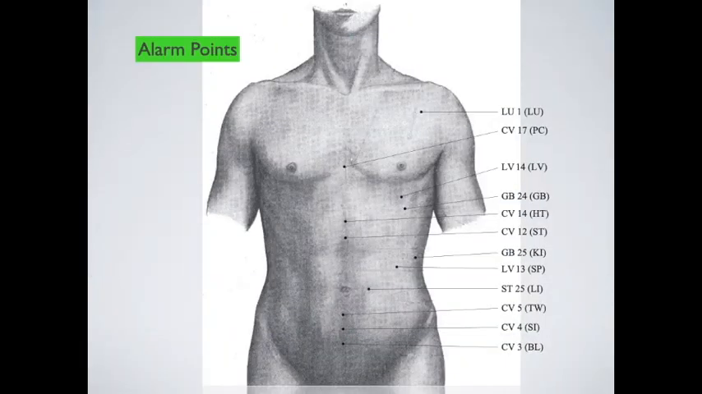Here's another picture of the alarm points that has the actual names of the alarm points. Six of them, of course, are midline on the conception vessel, and really only liver and gallbladder have their alarm point on their own meridian. The rest, in lung as well.